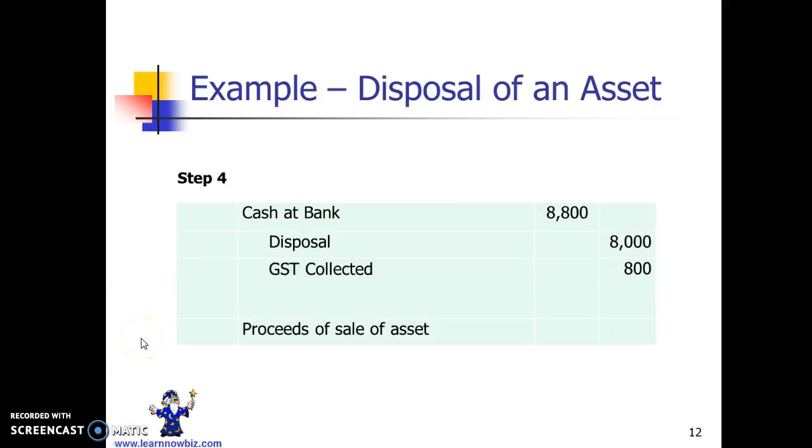The fourth step in the disposal of an asset is to record the proceeds of the sale of an asset. So in this case, the organisation received $8,800 for the asset. The debits and credits are as follows. Cash at bank will be debited by $8,800 because an asset has increased. Disposal is credited $8,000 because it is a temporary account, and what we want to do is reduce it.